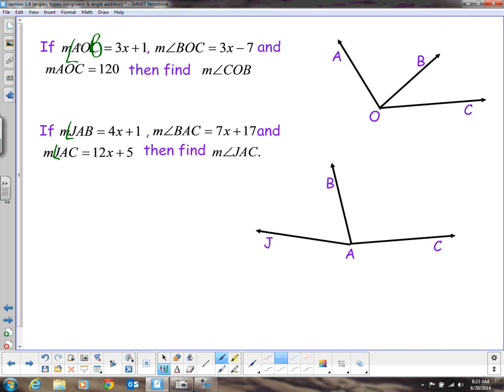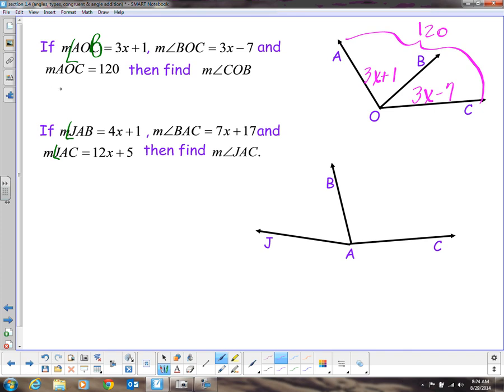So measure of angle AOB. A, trace it, OB. So we're going to put inside here 3x plus 1, just like you did on segments. Measure of angle BOC. BOC is 3x minus 7. Because you're not going to assume that I gave you the two parts first. Because I probably won't, to make sure you're paying attention. So now we're going to look at this whole thing, and this whole thing is 120. What is the equation that I'm going to write to do this?